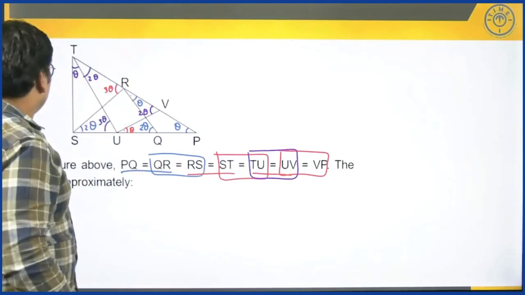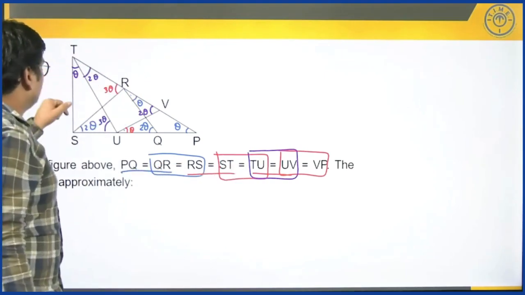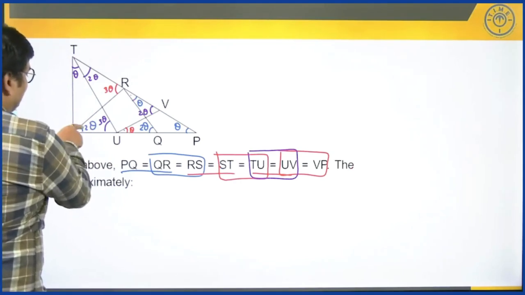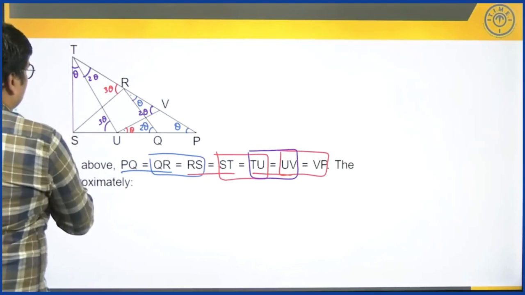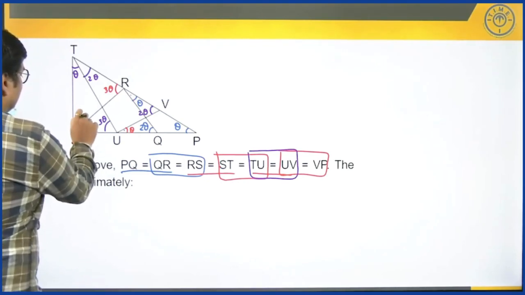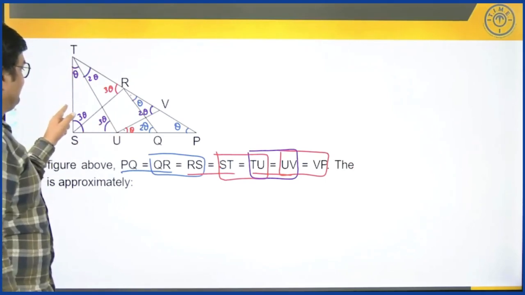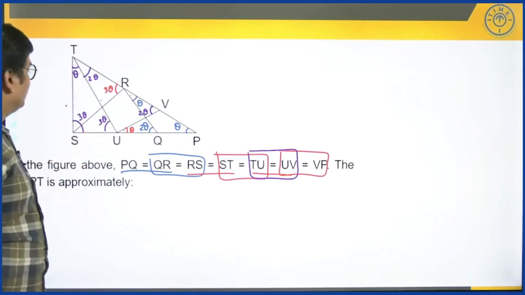Next, ST is equal to TU. If you look at that, ST is equal to TU would mean what? These two angles are also going to be equal. So this entire thing is also going to be 3 theta. This one is going to be 3 theta entirely, because in this triangle, these two sides are equal. Opposite angles will also be equal, 3 theta.